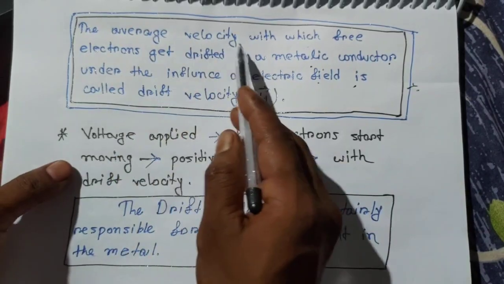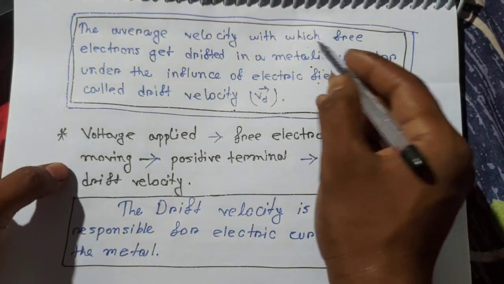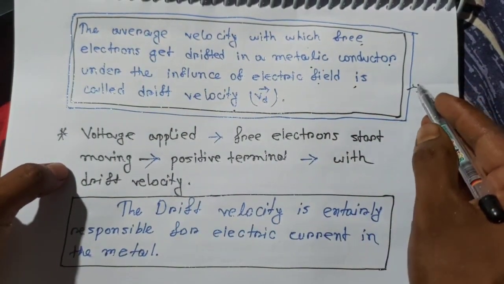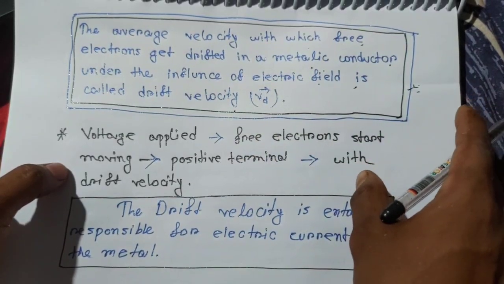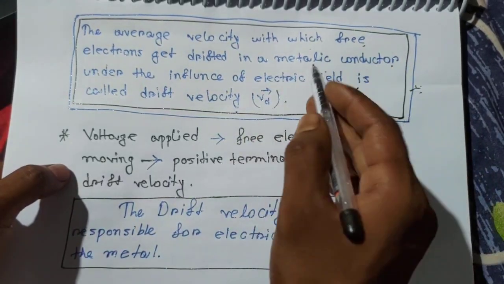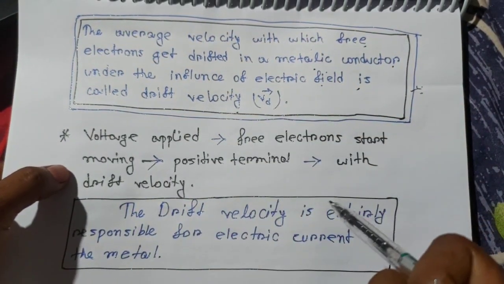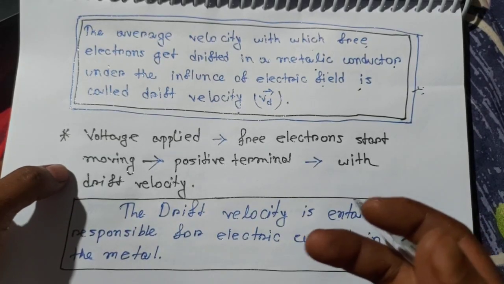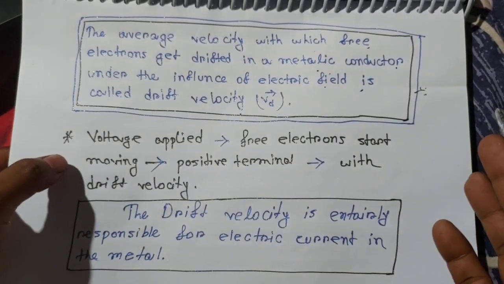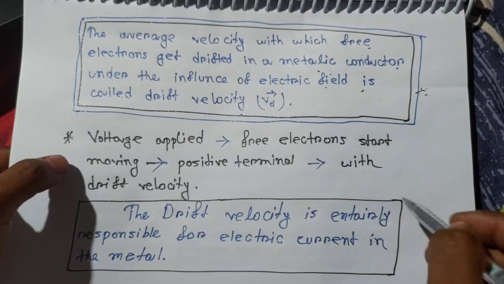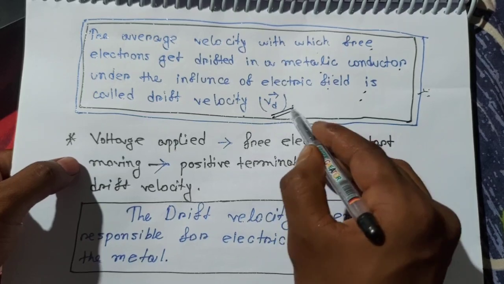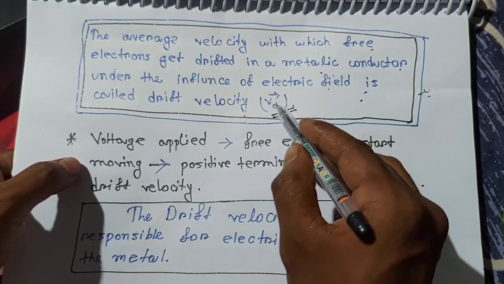Same thing, the average velocity with which free electrons, which have average random motion, cross that random motion and get a velocity, so that they are able to move towards the positive terminal. Okay, that is called drift velocity, Vd, and it has one particular direction.